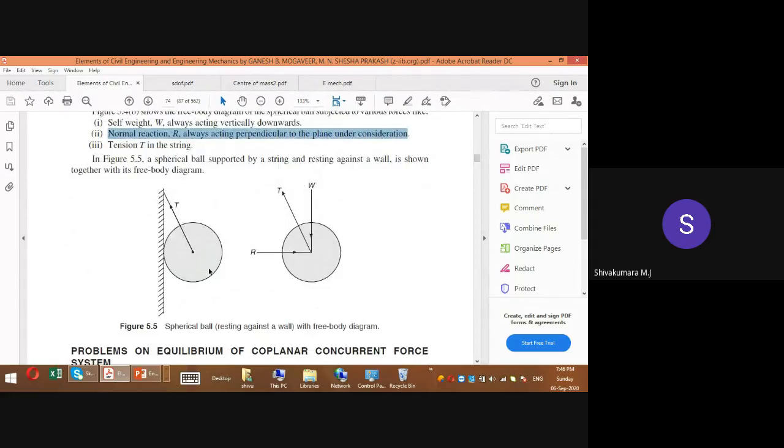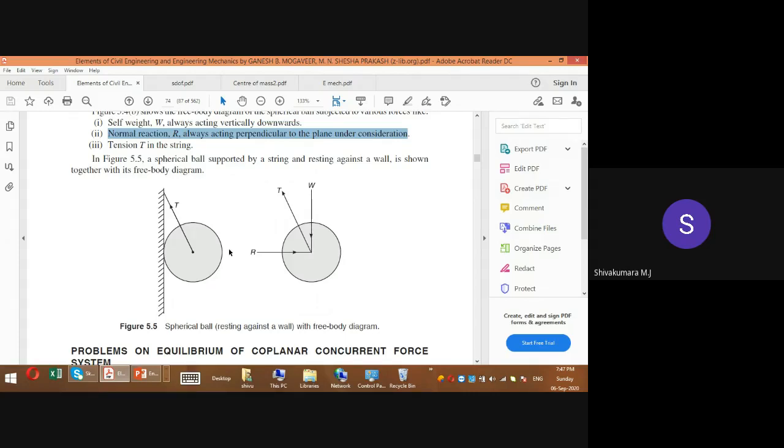See this one. Observe what are all things we have written here. So this is the object which is hung by a string and which is resting on this surface. So horizontal reaction will develop in this direction. That is R, which is shown here. And then tension force which is developed in the cable. It is shown here. And self weight will act towards down.